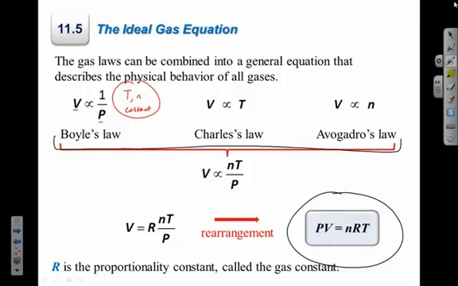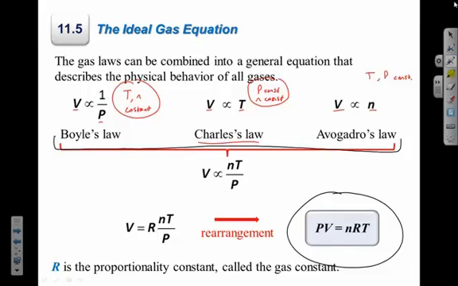Charles' law, we're looking at the relationship between volume and temperature. So here, the pressure is constant and the number of moles are constant. So again, this Charles' law relationship can only be applied when the pressure isn't changing and the moles of gas aren't changing. And Avogadro's law, relationship between volume and moles, here the temperature and the pressure are constant. So again, there's limitations. Those can only be applied when certain variables are changing and certain variables are not. That's why they're not as practical.